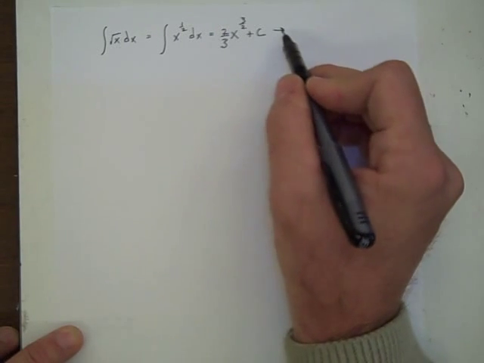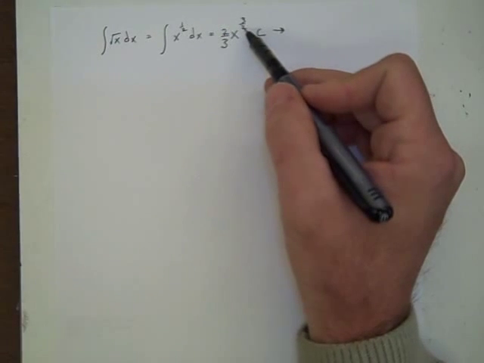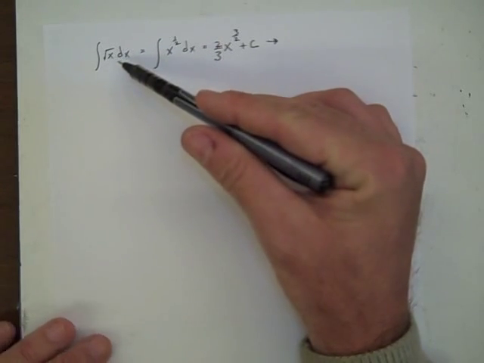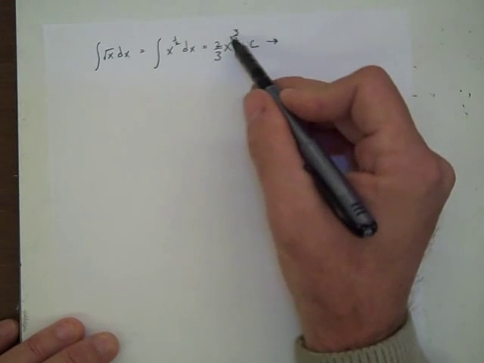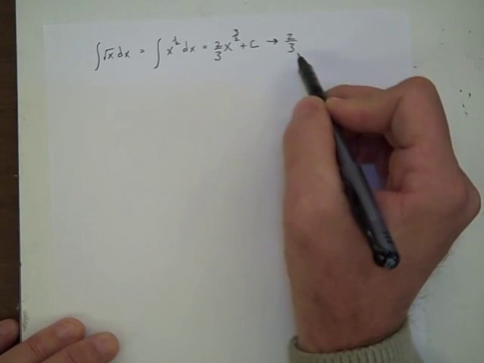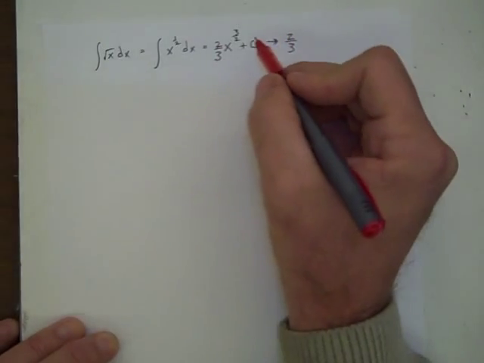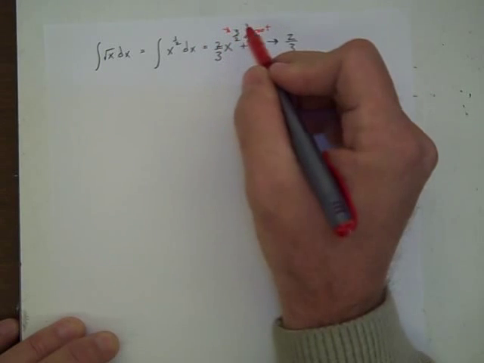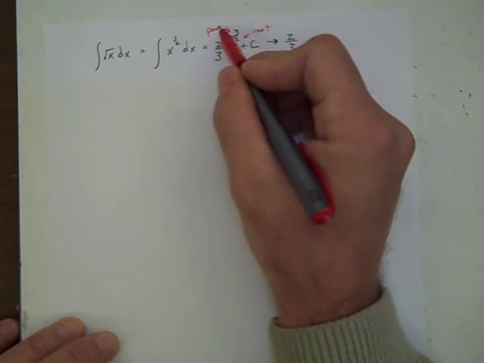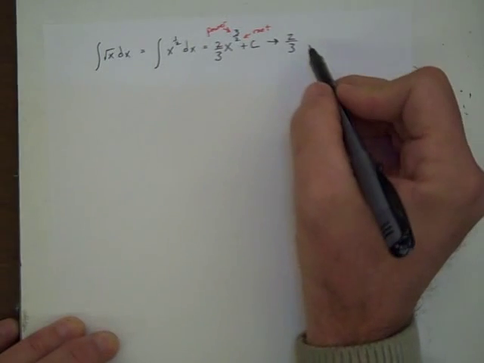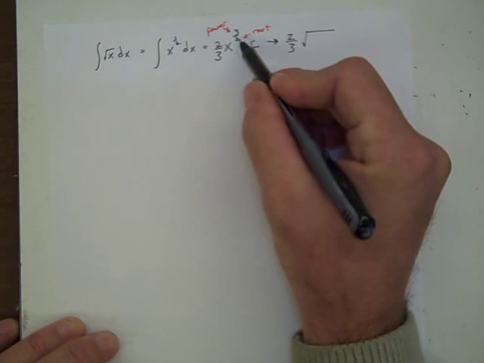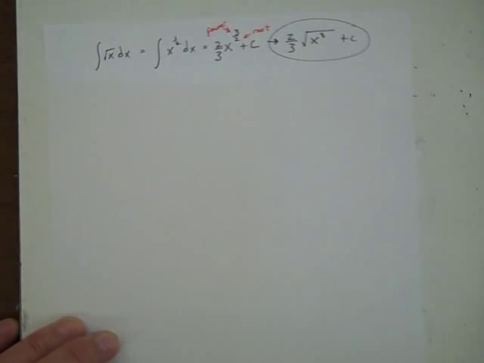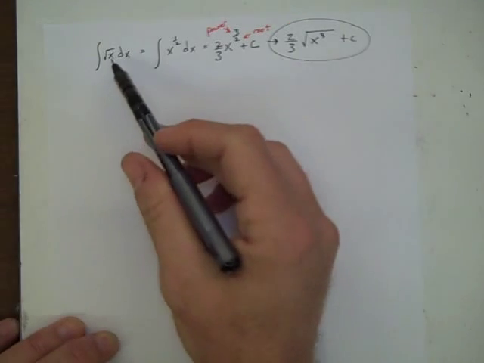Except that it's nice to be able to go back and forth with fractional exponents and radicals. Since we started this problem with a radical, it's a good idea to finish the problem in radical form. So we want to take this x to the 3/2 power and write it as a radical. Remember that the denominator of the fraction is the root, and the numerator is the power. In radical form, we have the square root of x to the 3rd power plus a constant. And that is the antiderivative of the square root of x.